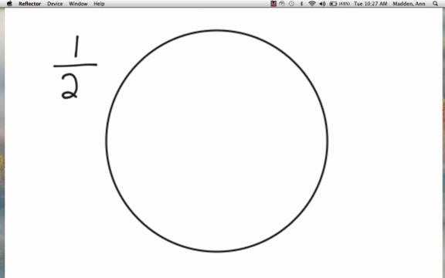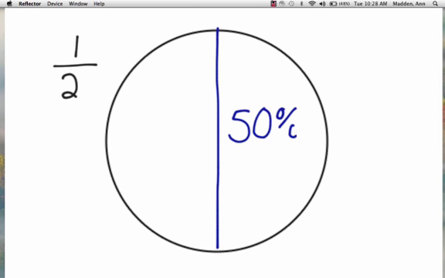How am I going to show a percent on this graph? It's 1/2. This one is fairly simple. 1/2 of a circle is 50%, because 50% plus 50% equals 100%.